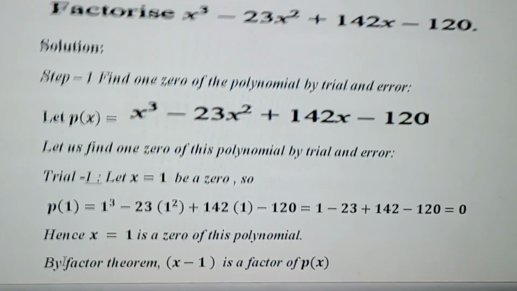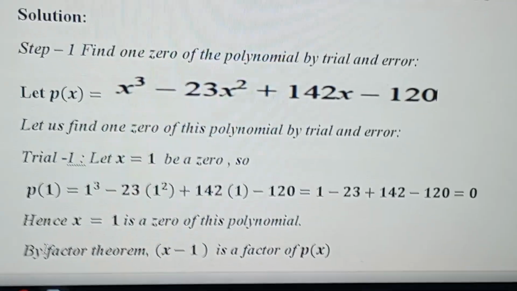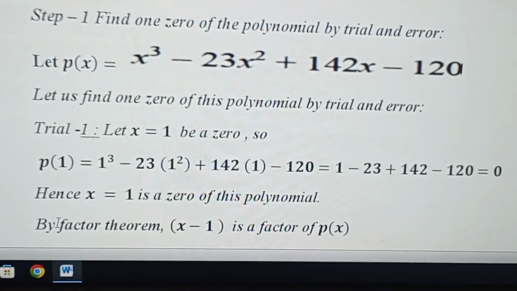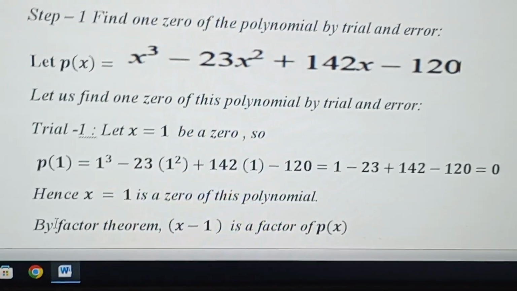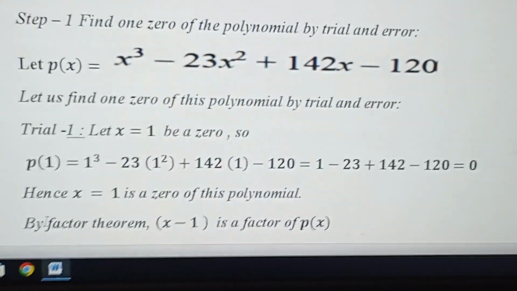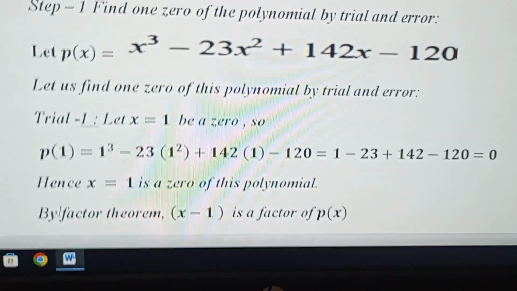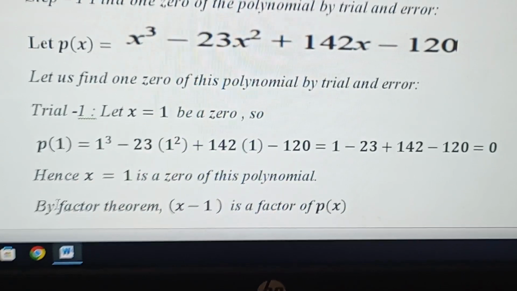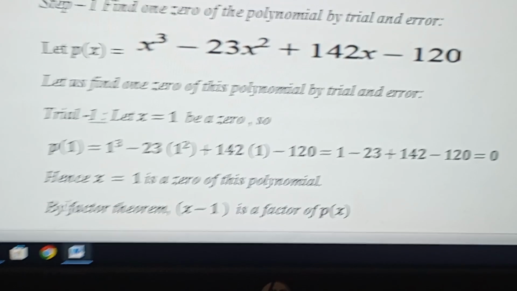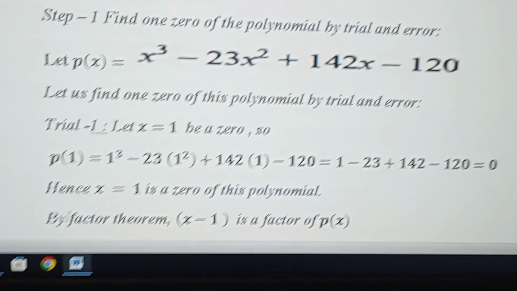Here is the solution. See, the first step we are going to do is to find one zero of the polynomial by trial and error. Let us first assume that p of x is equal to the given polynomial x cubed minus 23x squared plus 142x minus 120. Be careful with the signs. Positive and negative signs are mixed together. Let us find one zero of this polynomial by trial and error.